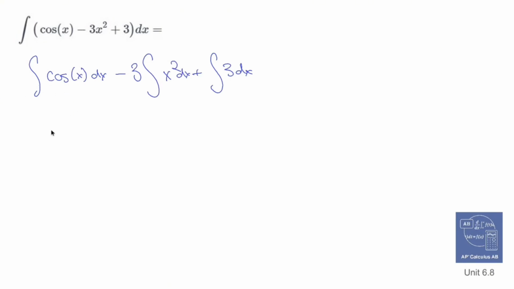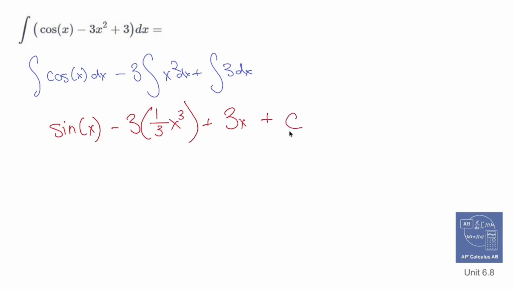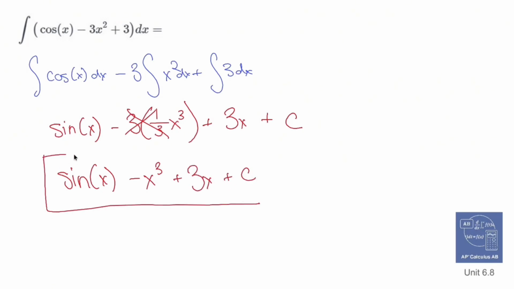The integral of cosine is sine. Minus 3. The integral of x squared is going to be 1 over 2 plus 1, which is 3, x to the 2 plus 1, which is 3, plus the integral of a constant has me attach an x, and at the end of all of this we have plus c. Can't forget that. So sine x, minus x cubed plus 3x plus c is going to be my guy, baby. Nifty, nifty, nifty.